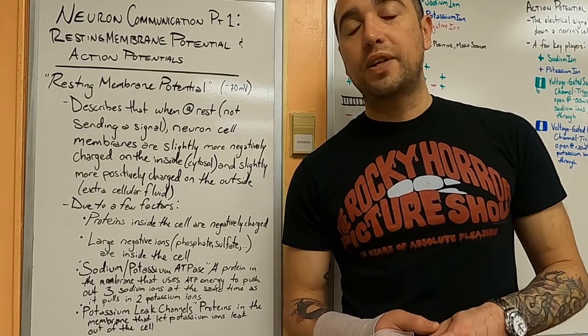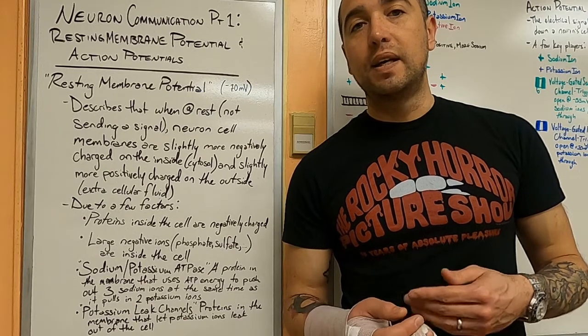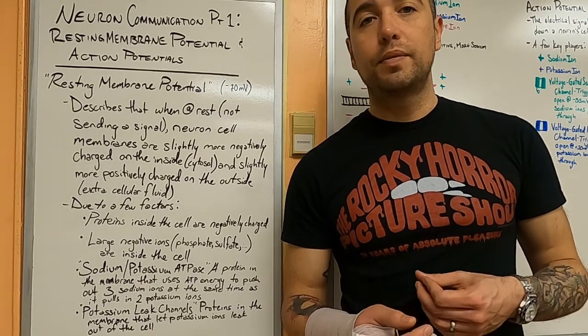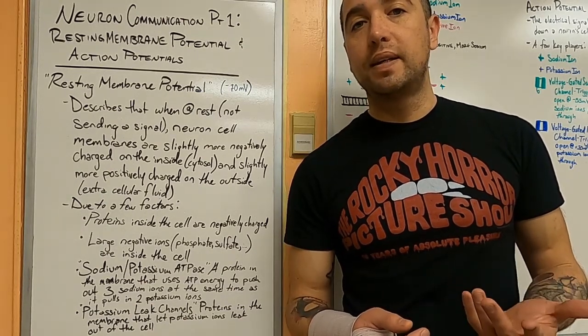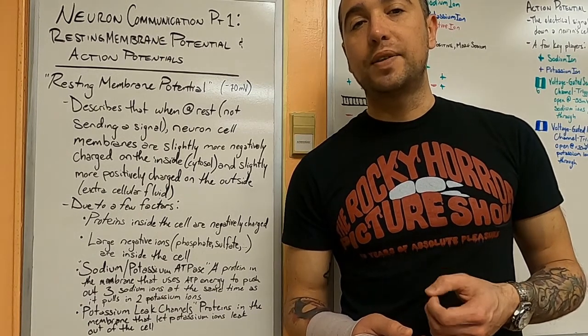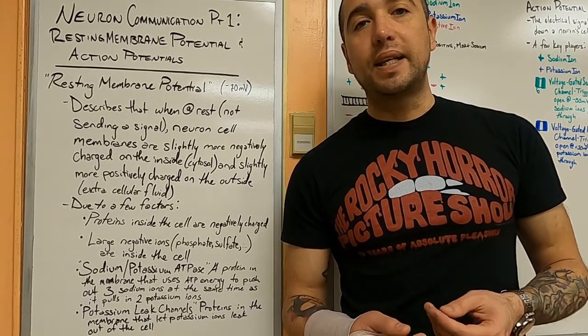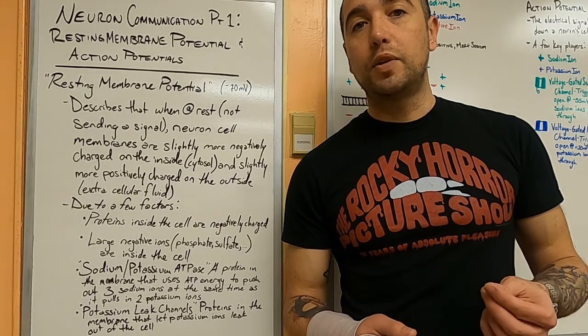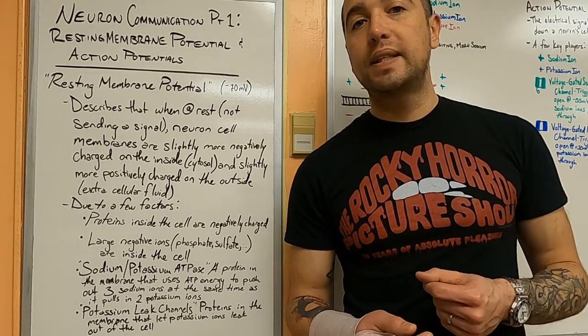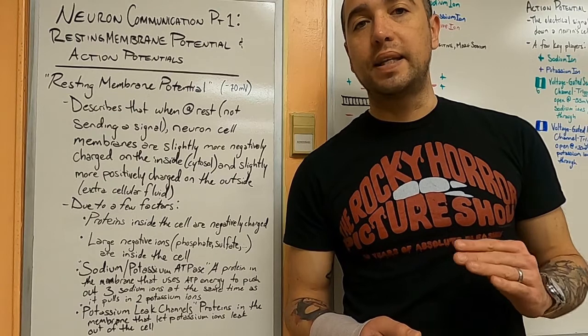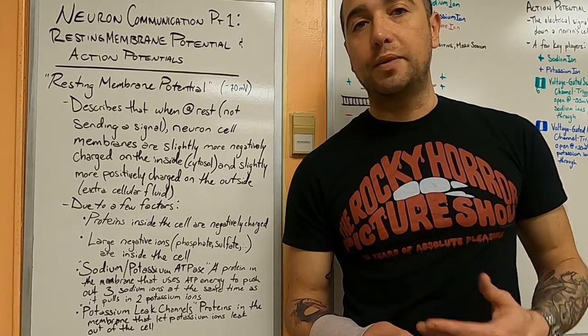All of those things factor into the fact that the cell membrane is more negatively charged on the inside and more positively charged on the outside. Specifically, that is a negative 70 millivolt difference. The reason it's negative is because it's calling the inside more negative than outside.